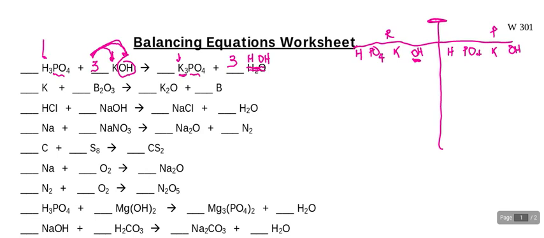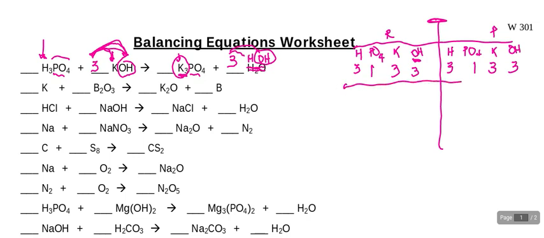So quick count. Looks like I've got 3 H's on the reactant side, 1 PO4. Don't forget this coefficient means I've got 3 K's and 3 OHs. Let's take a look at the product side now. The product side, a little bit more challenging. I've got 3 H's here, 3 OH's. I've got 3 K's right here, and 1 PO4.